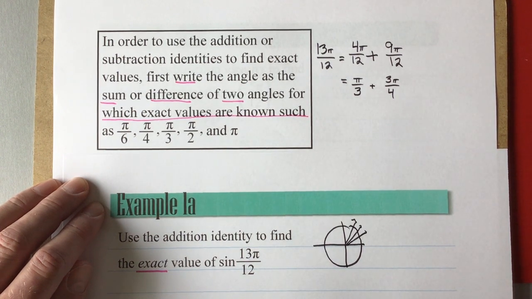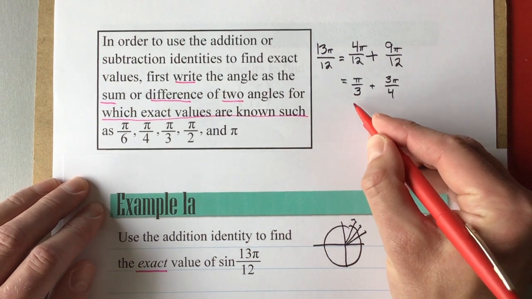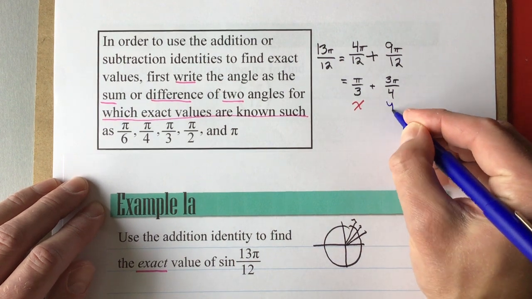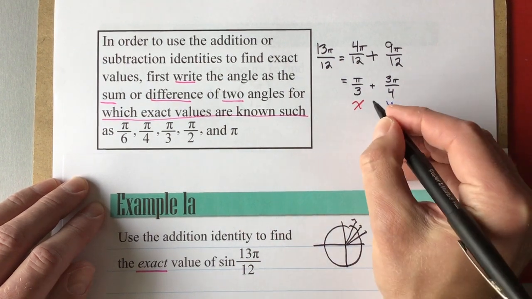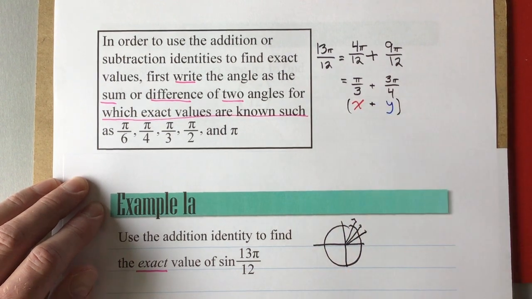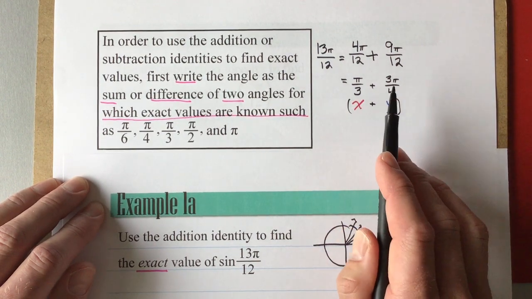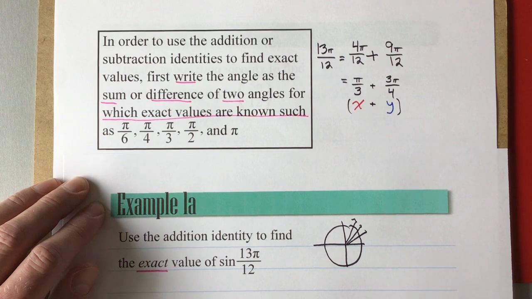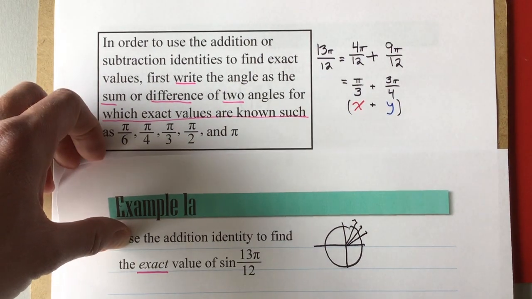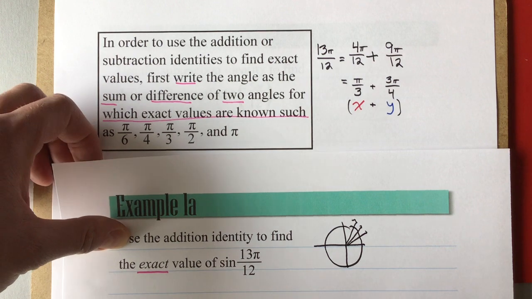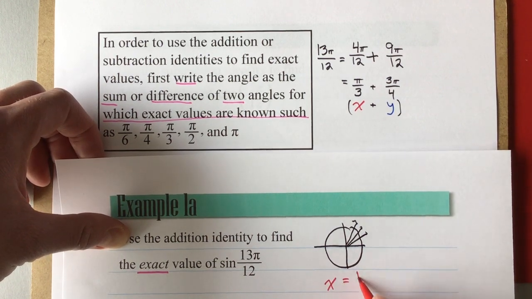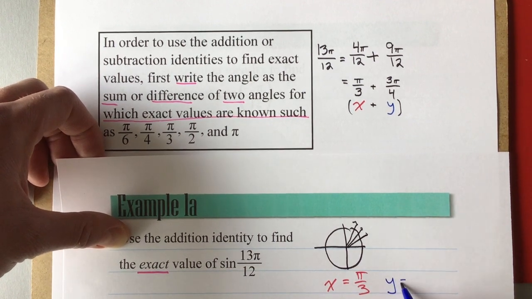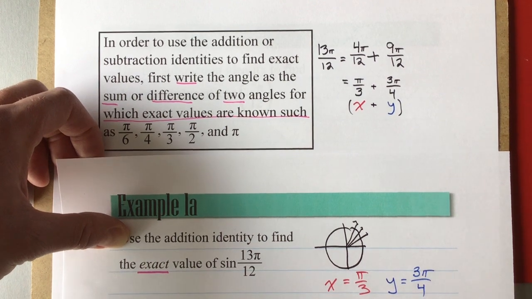Next, I am going to use my addition identity and substitute pi over 3 in place of x and 3 pi over 4 in place of y in that identity. So I have found two angles that I can rewrite this one as, and those two angles have exact values for sines and cosines that I know. I'm going to write those two angles down on my work page here so that I don't forget what they are. X will be replaced with pi over 3, and y will be replaced with 3 pi over 4.